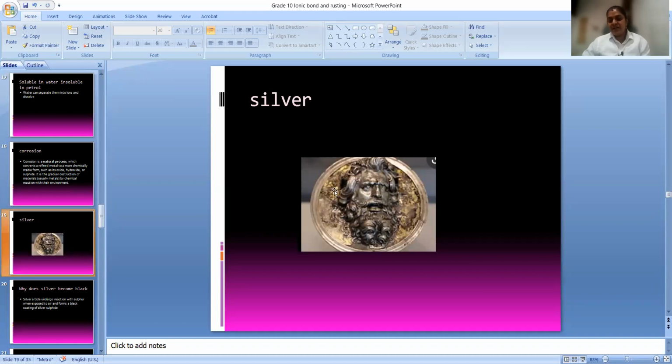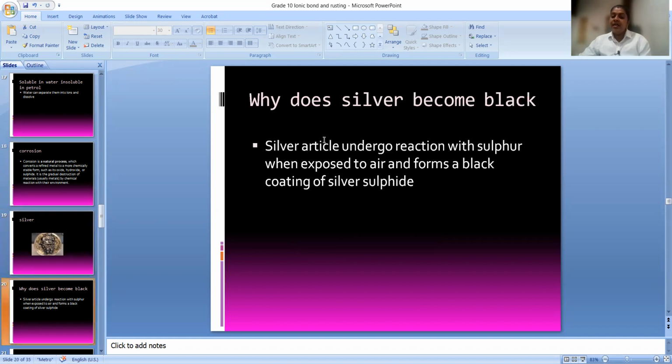Now let us look at silver. This is a silver statue. What is happening to this? It becomes black in color. What is the reason why silver becomes black? Because any silver article will undergo reaction with the sulfur when exposed to air. Understand? Not only oxygen, it is reacting with the sulfur. When silver reacts with sulfur, it forms silver sulfide, which has a black color that deposits over that article. That is the reason.